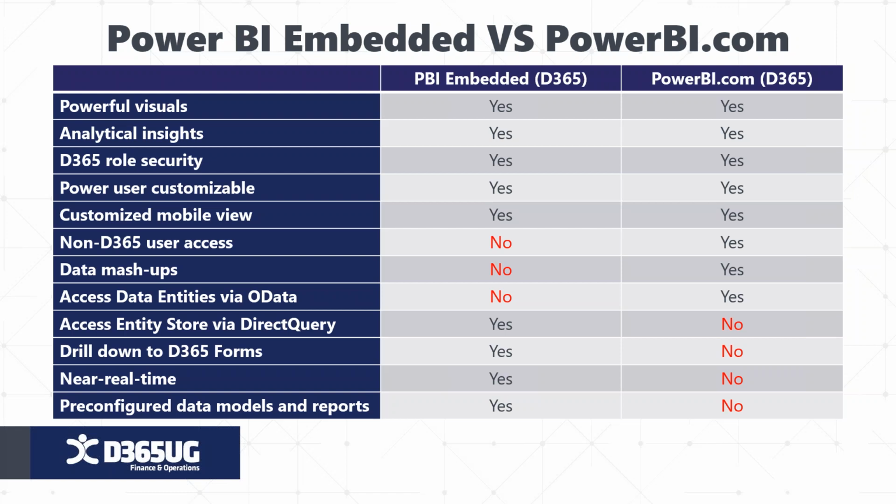For example, embedded solution does not allow access to users outside of D365 application. It also does not allow data mashups. It does not support OData connectivity. On the other hand, integrated solution does not support direct query, which was specifically designed to handle large quantities of data. It also does not support drill down to D365 forms, and does not offer near real-time information refresh. It also does not come pre-configured with data models and reports like Power BI Embedded solution.